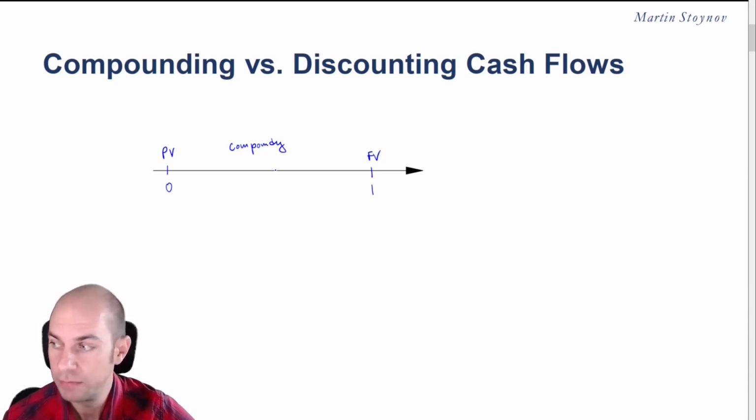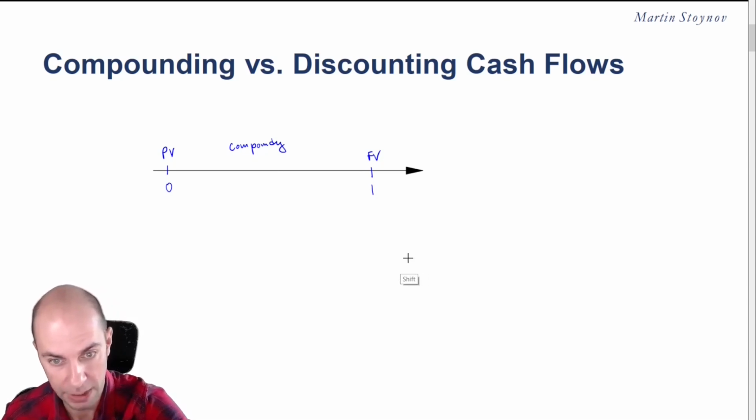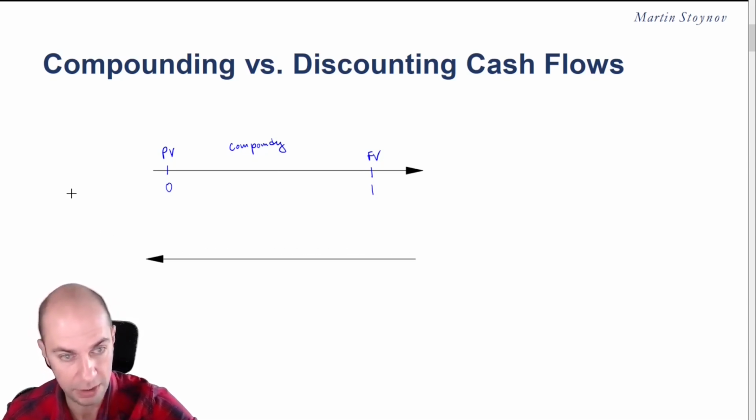As an example of that, I could be saving. I have a pot of money today and I want to save in a savings account or in a stock market account in order to buy a house in the future. So I'm compounding my money, I'm growing my money towards the future. And the opposite of compounding is going to be going backwards.